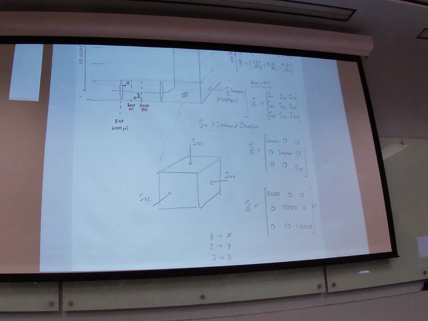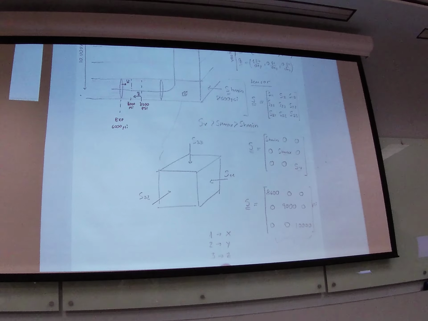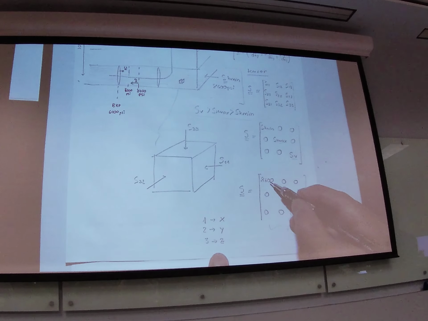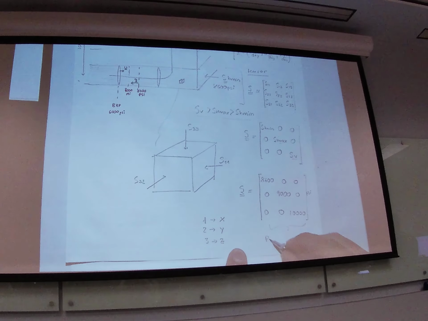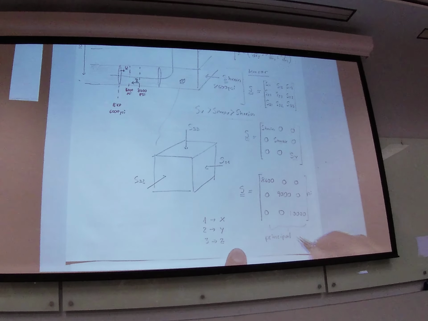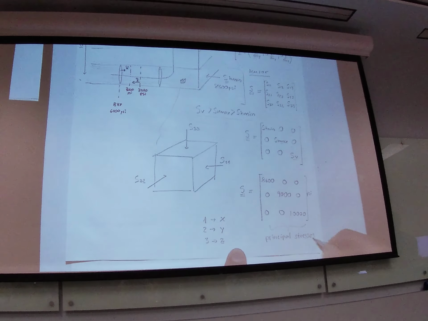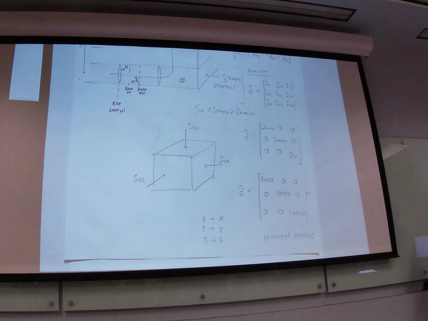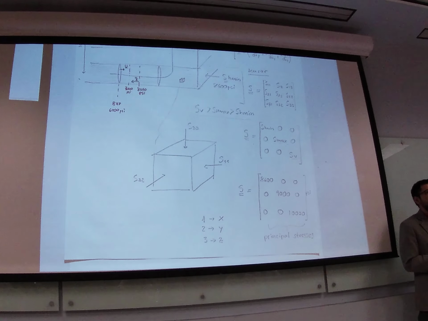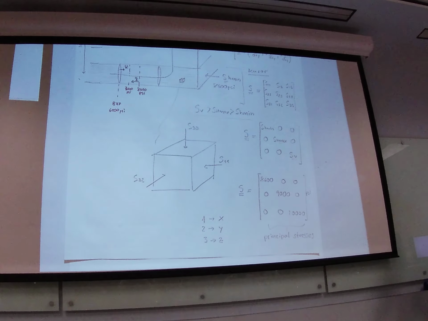Whenever the stress tensor has zeros in the off-diagonal terms and only non-zero terms in the diagonal, these are what are called principal stresses. Are you guys familiar? Do you remember the concept of eigenvalues? Yeah, that comes from linear algebra. And eigenvalues are associated with eigenvectors.